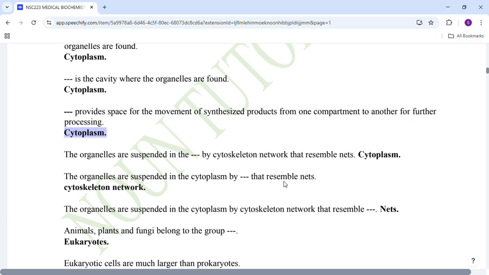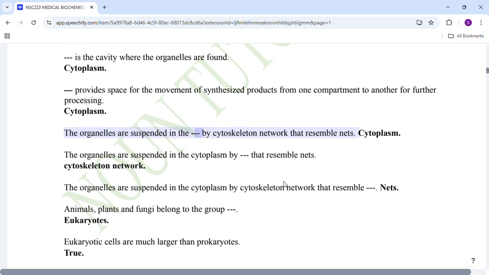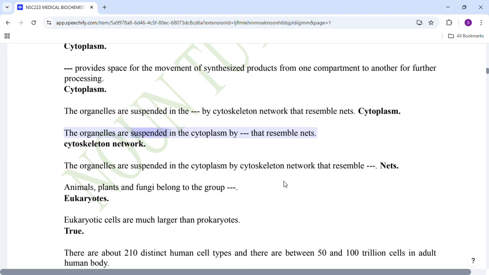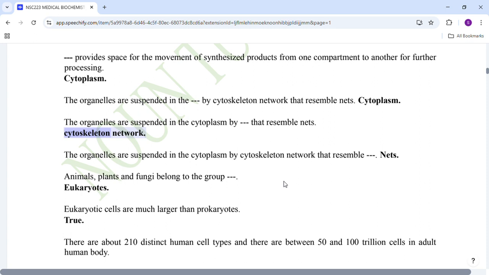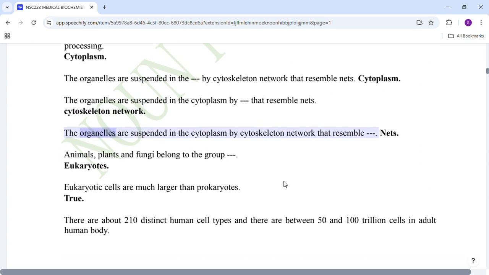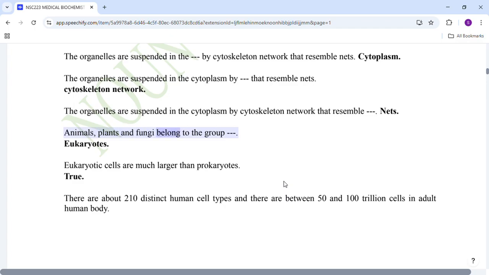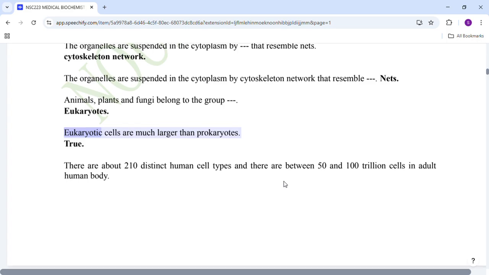The organelles are suspended in the cytoplasm by cytoskeleton network that resemble nets. Animals, plants, and fungi belong to the group eukaryotes. Eukaryotic cells are much larger than prokaryotes. True.